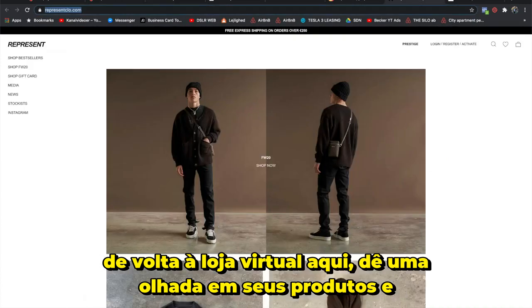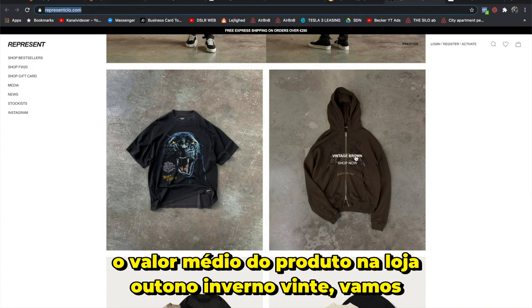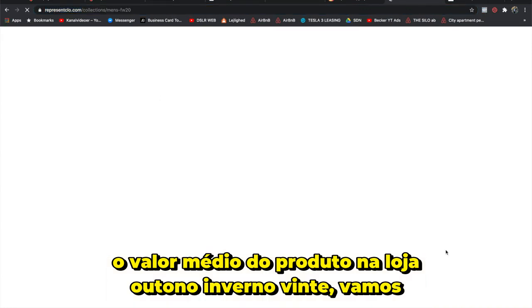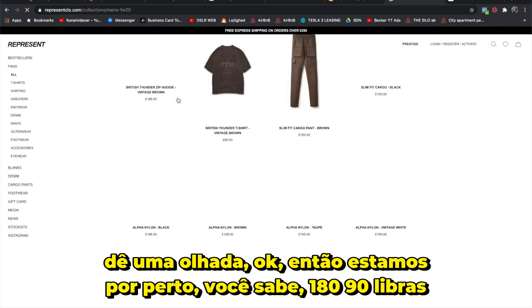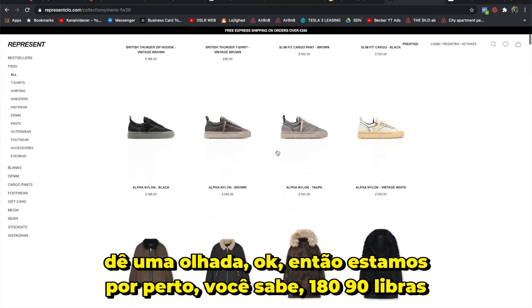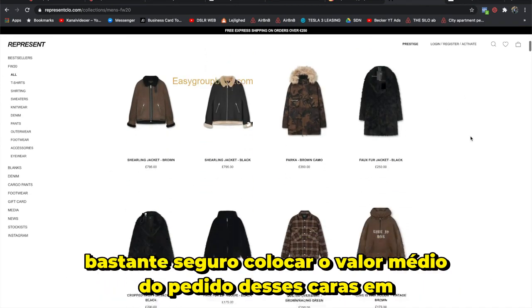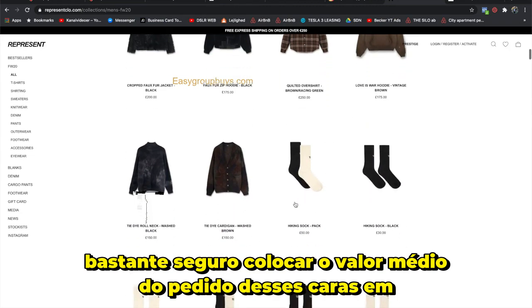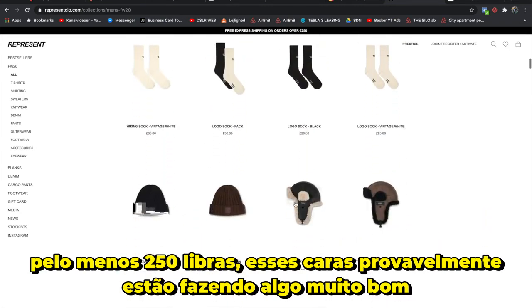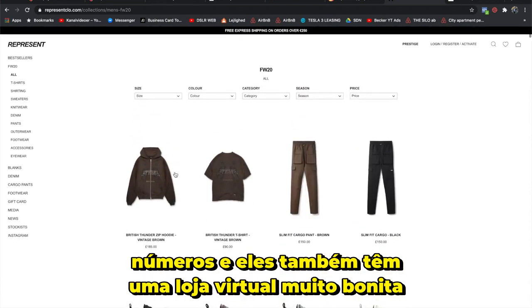But let's go back to the web shop here, take a look at their products and their average product value. Shop fall winter 20. Let's have a look. Okay, so we're around 180 pounds, 90 pounds. Okay, some pretty expensive products as well. I think it's quite safe to put these guys' average order value at least 250 pounds. These guys are probably doing some pretty good numbers, and they have a very nice looking web shop as well.